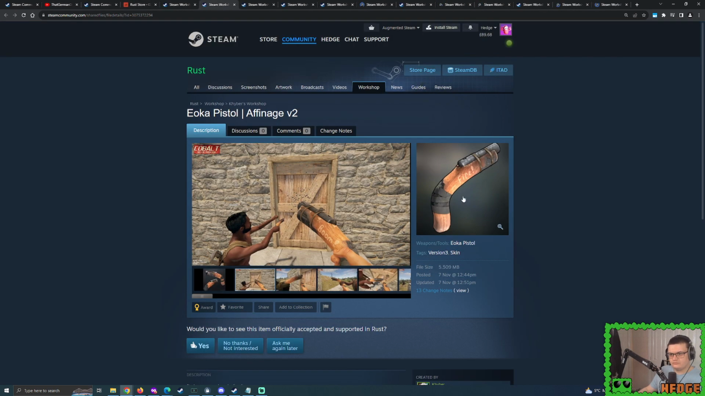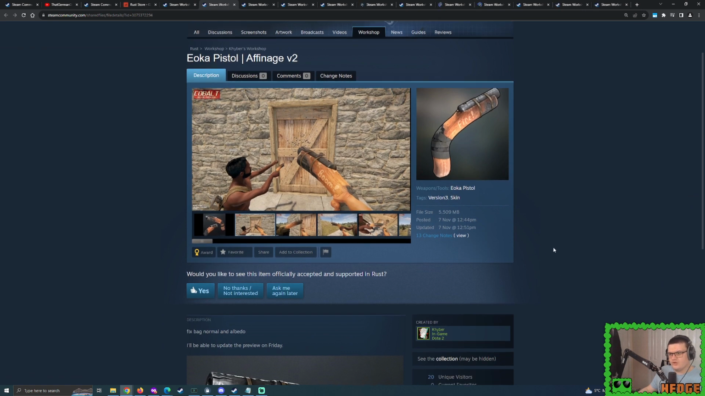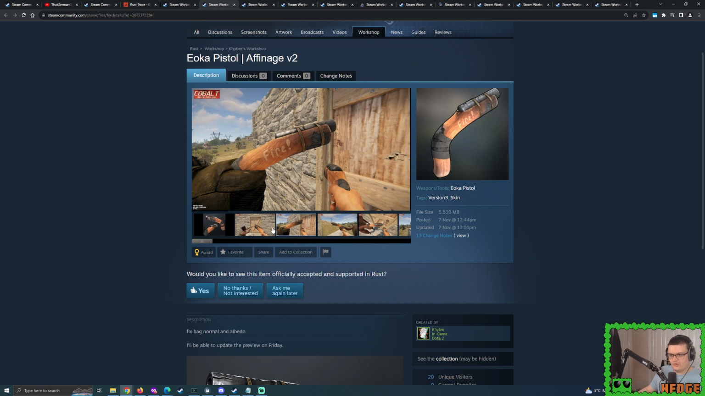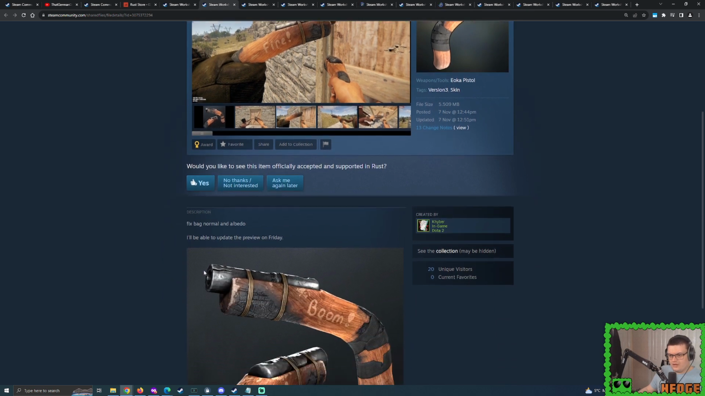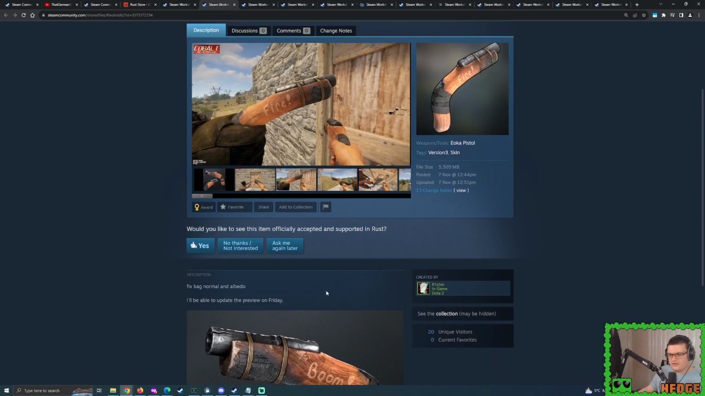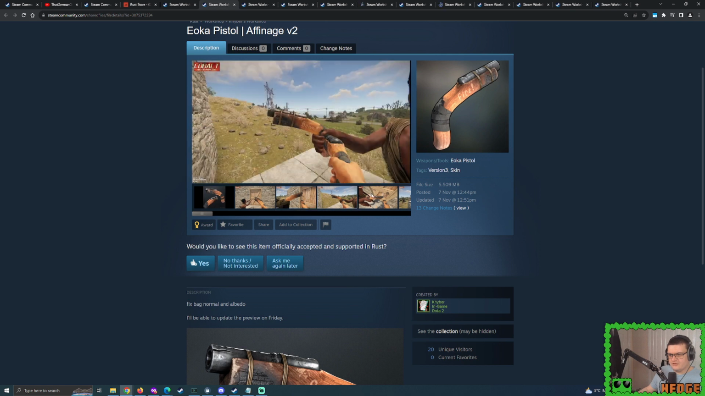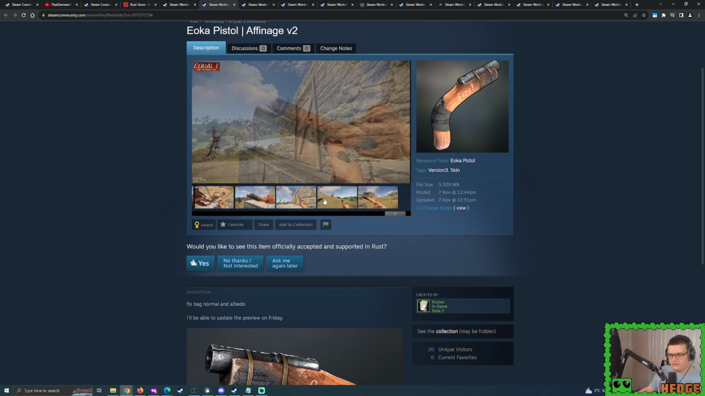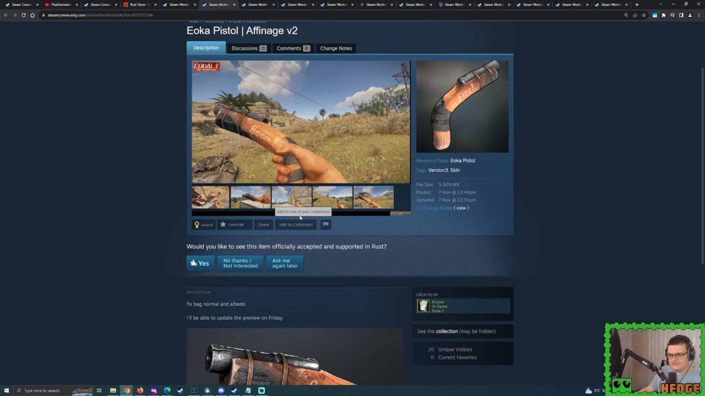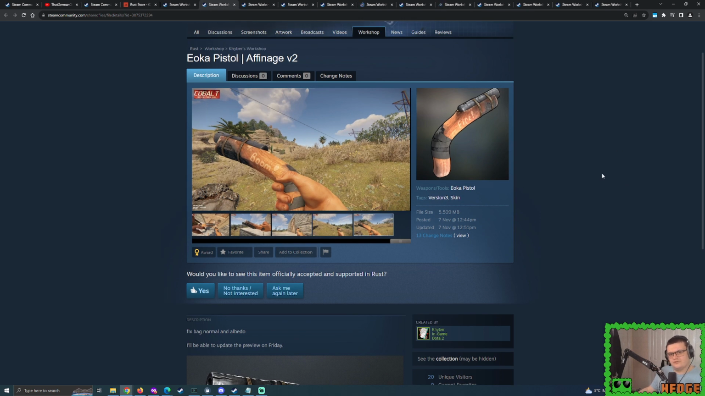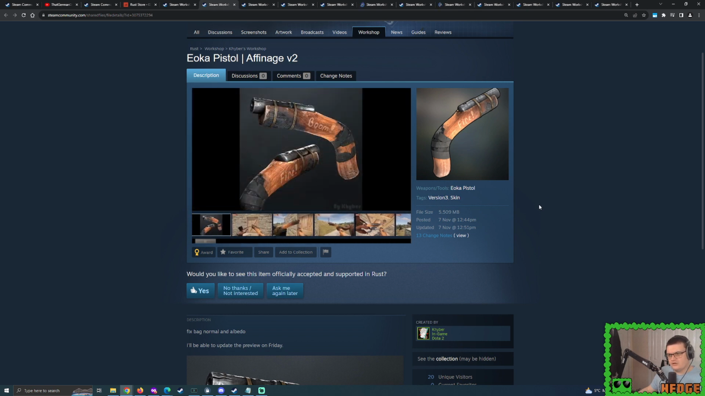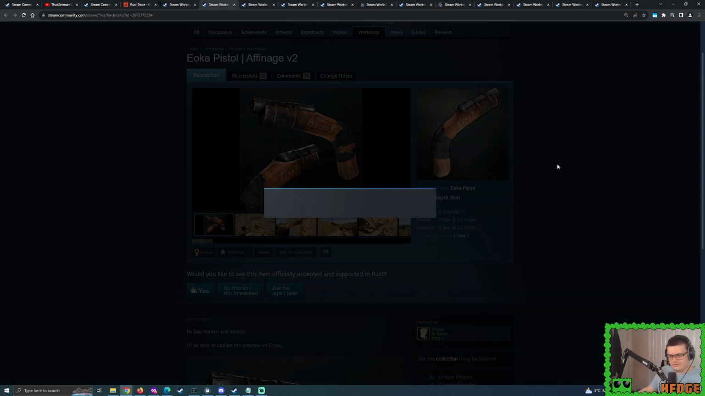Okay, cool. So we have right here the Ioka Affinage. Update the preview, boom, fire. Yep, this is a version 2. I remember this being released earlier this year, but they've cleaned it up a fair bit. Good look at this. We haven't had an Ioka skin for quite some time. Do you reckon it's about time we see another? Please consider voting yes or no for Kyber's Affinage version 2 Ioka pistol.